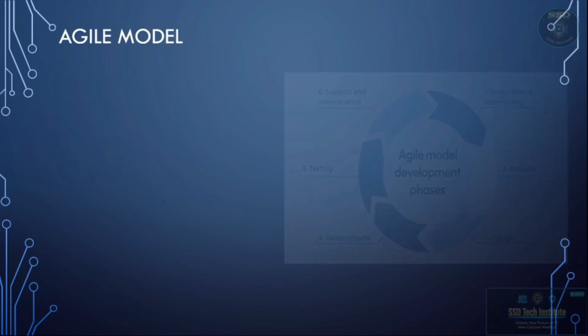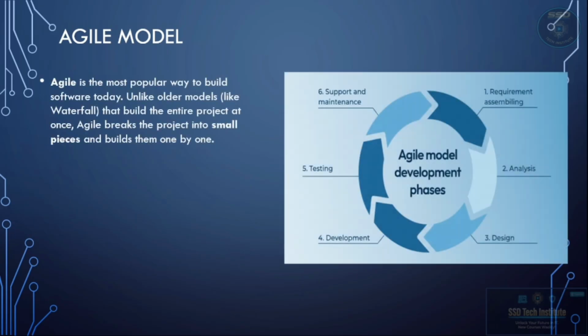Now let's move on to one of the most important models in the software world, the Agile model. If you look at job descriptions for manual testers, 90% of them ask for Agile experience. So what is it? In the old days, we built software like a tall building, one floor at a time. You couldn't change the basement once you reached the roof.